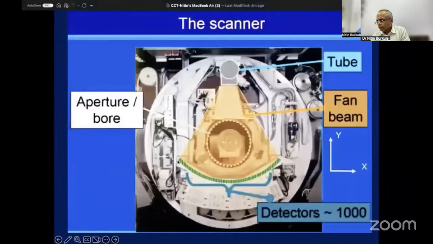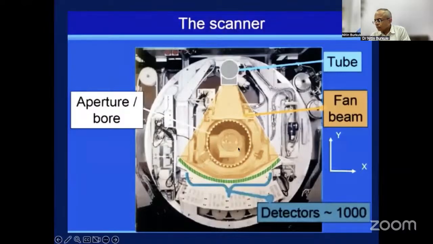This is how the CT gantry looks like. And this is the X-ray tube, which creates this fan beam of X-rays, which pass through the patient who is lying in the gantry. And on the opposite side, we have an array of 800 to 1000 detectors arranged in a row. And these are the ones which actually measure the attenuation value of each of these X-rays in this fan X-ray beam.